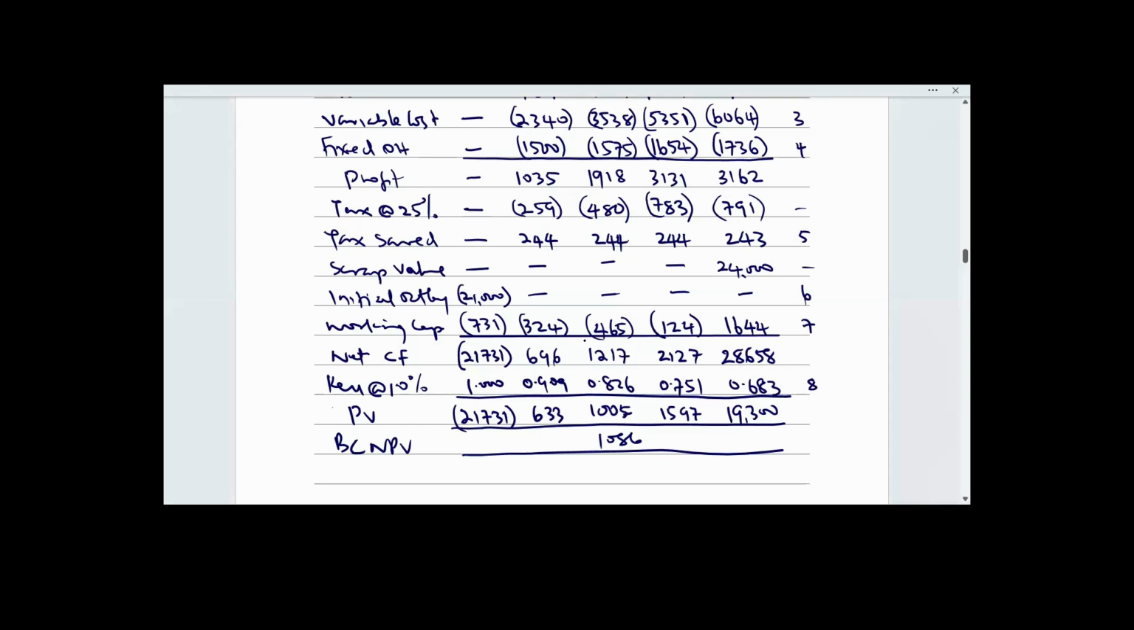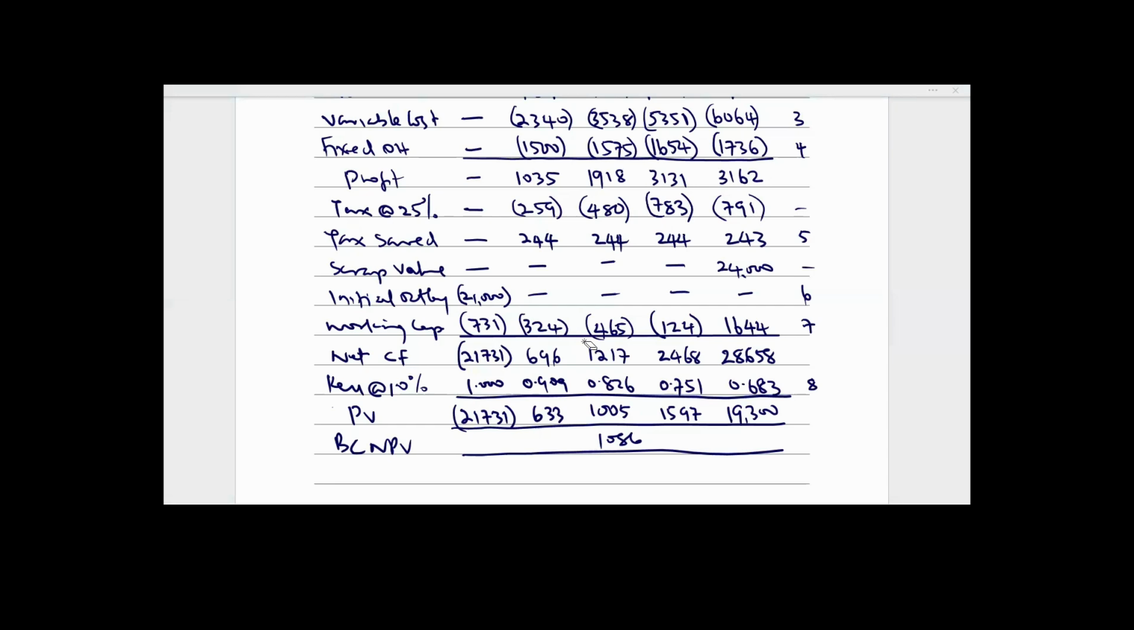Okay, 1,005. Then the third year: 3131 minus 783 plus 244 minus 124 equals 2468. Here it's supposed to be 2468. Then multiply by 0.751 equals 1853.